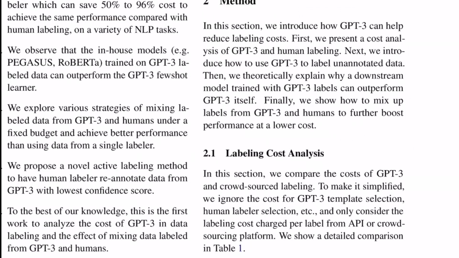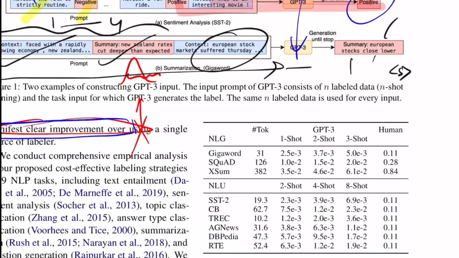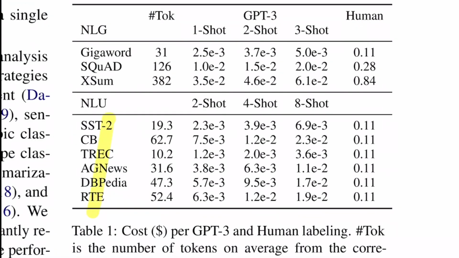So now talking about the labeling cost analysis, the authors only consider the labeling cost charged per label, which is at every sentence level for both the API and the crowdsourcing platform. So this is the table of what they derive. These are the 6 datasets for NLU and 3 datasets for NLG. These are the number of tokens per example on average.